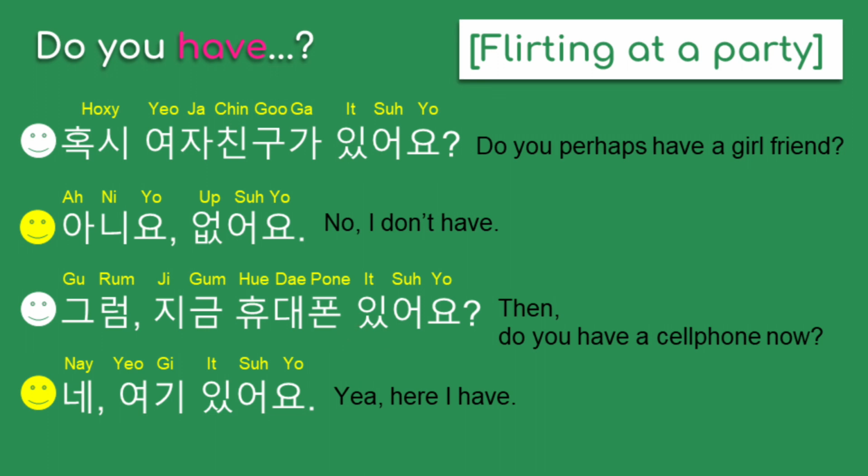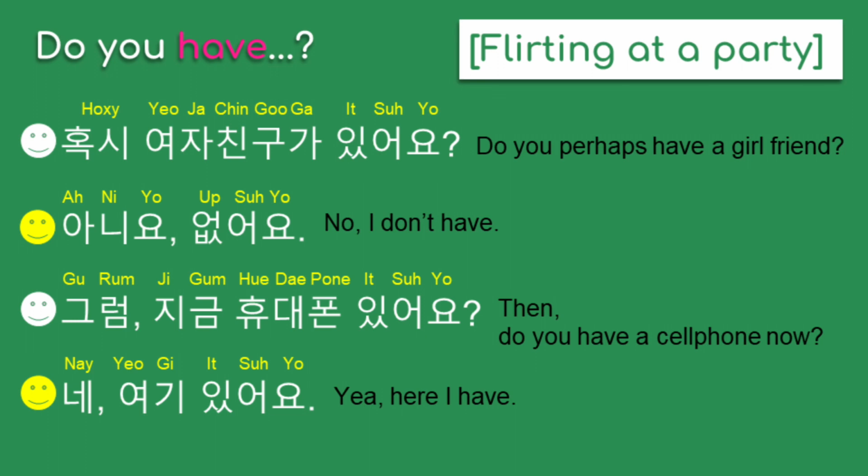And you're gonna say 네, 여기 있어요. 네, yes. 여기, here. 있어요. Here I have, so you can give your cell phone to get a phone number or something like that, okay? So let me go over the sentences one more time. 혹시 여자친구가 있어요? 아니요, 없어요. 그럼 지금 휴대폰 있어요? 네, 여기 있어요.